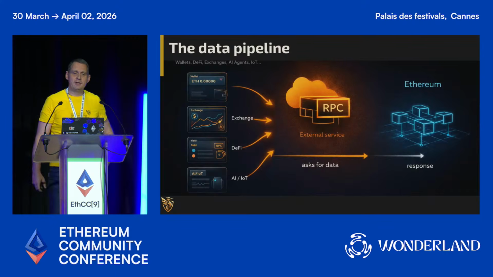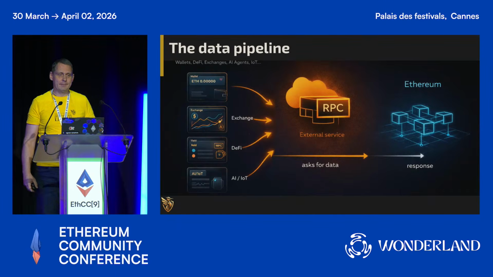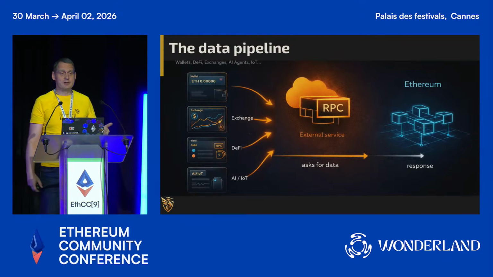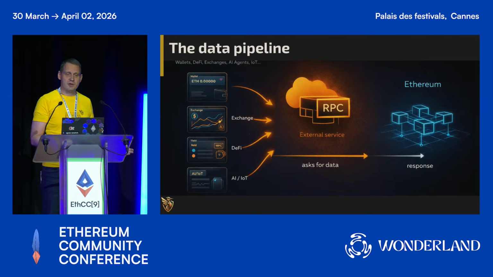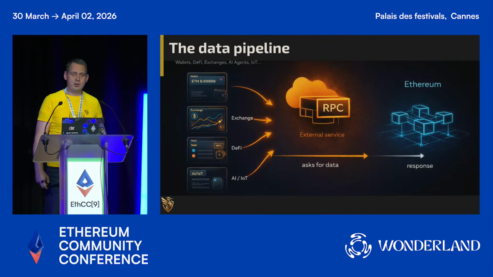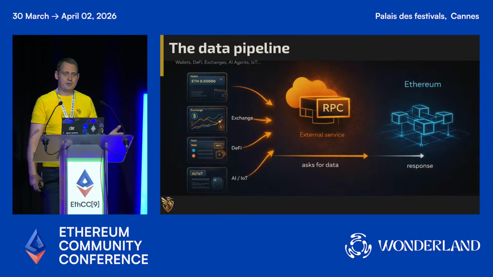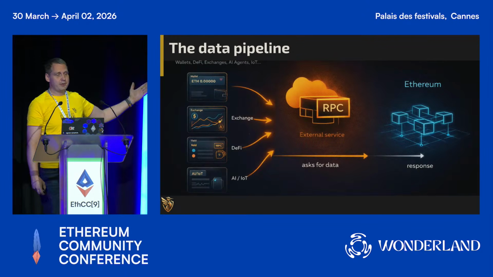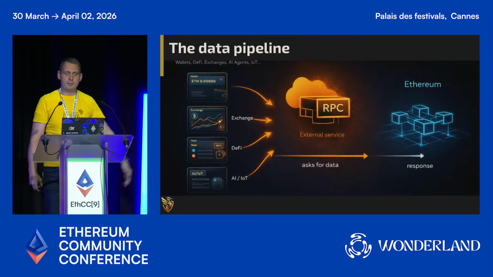Every interaction on Ethereum starts with reading data. Before anything happens, the application asks questions. What's my balance? What's the current state of a contract? What will happen if I execute this transaction? These are constant reads. And all of these reads go through the same path, through RPC. So that's the data pipeline: dApp, RPC, Ethereum.